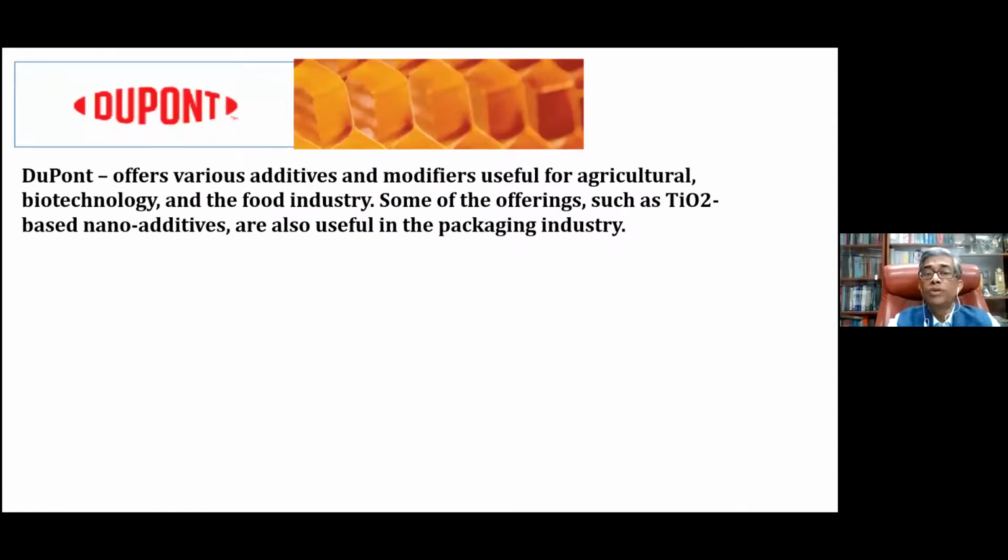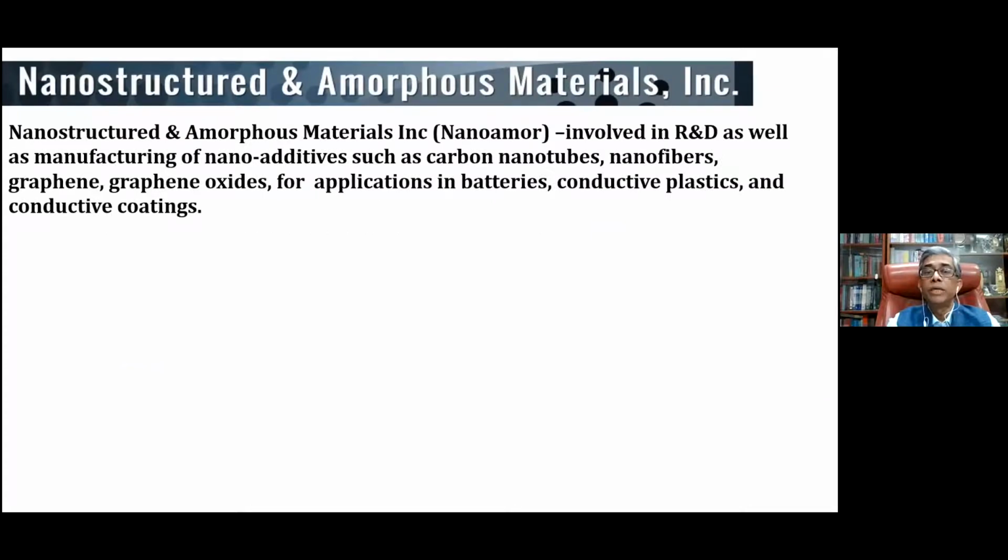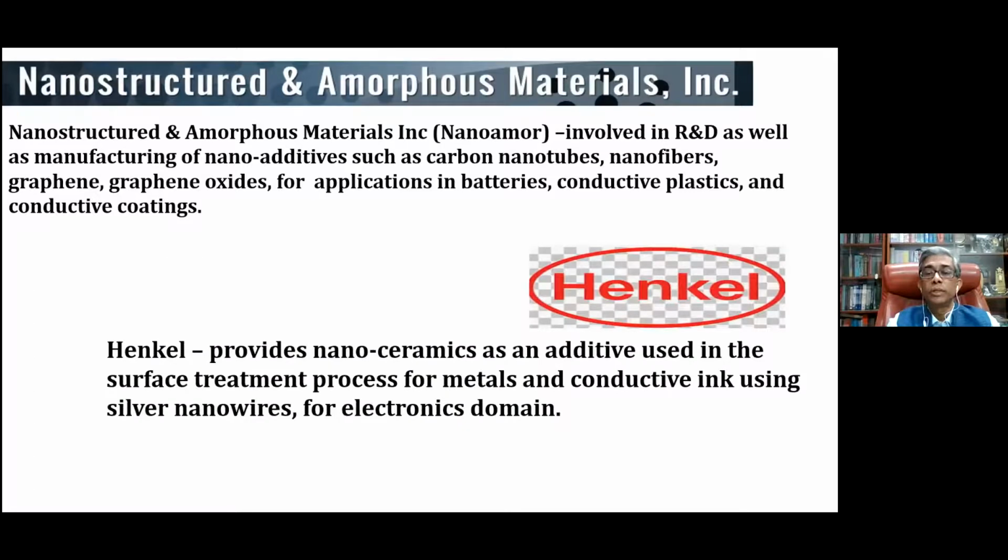DuPont is developing various additives and modifiers for agricultural, biotechnology, and food technology, and especially the nano TiO2 based additives, which are going into the packaging technology. Toyota, I have already talked about it, that with CNT they have developed. They are a nanostructured amorphous material company. They are also using so many materials. Henkel is using a lot of nano ceramics and additives for their metals and conductive inks and for their electronic domains.